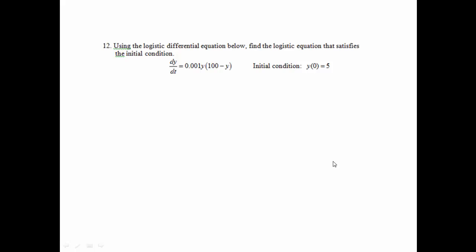Right, number 12, using the logistic differential equation below, find the logistic equation that satisfies the initial condition. So we have a differential equation, and as long as it's logistic, I know two things. I know that dy/dt is equal to ky times (L minus y), and that's my differential equation. My logistic equation is y equals L over 1 plus Ce to the negative kLt.